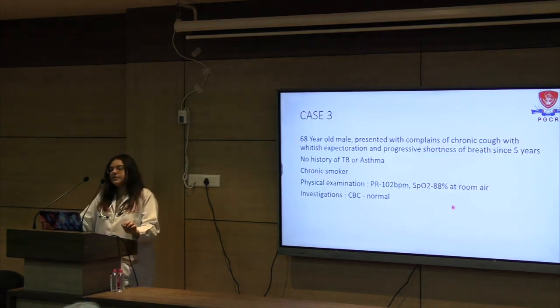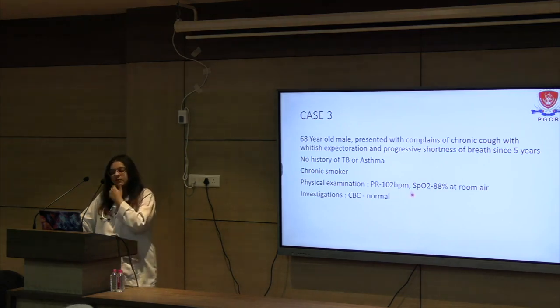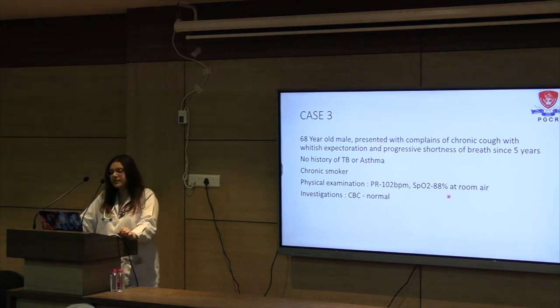Next is the case of a 68-year-old male who presented with complaints of chronic cough with whitish expectoration and progressive shortness of breath since the last 5 years. There was no history of TB or asthma. The patient is a chronic and current smoker. On physical examination, his pulse rate was 102 beats per minute and SpO2 was 88% at room air. On investigation, CBC was normal.